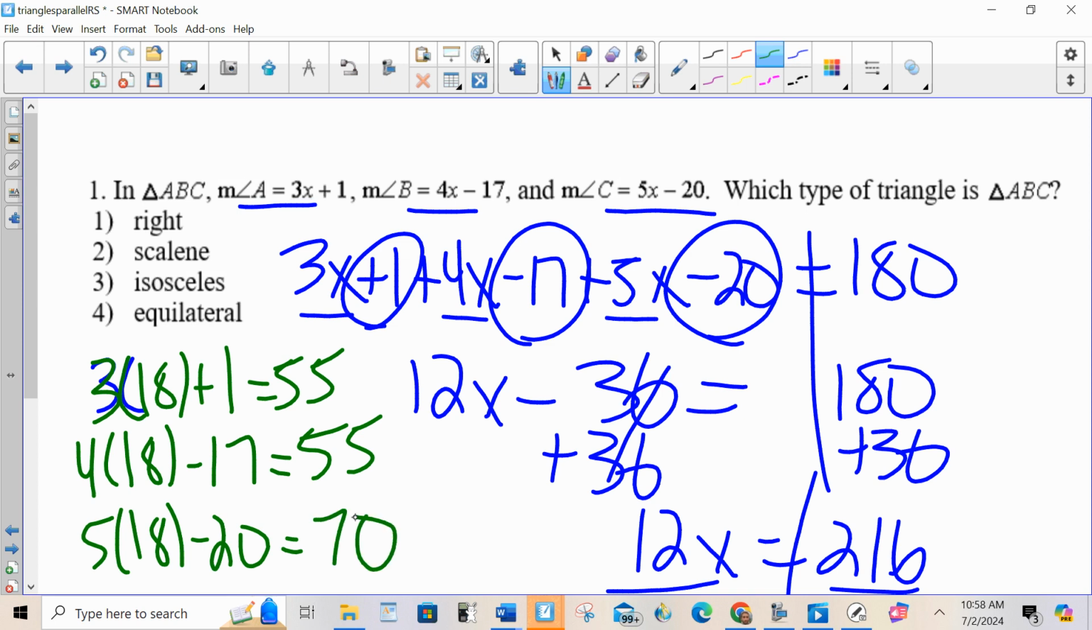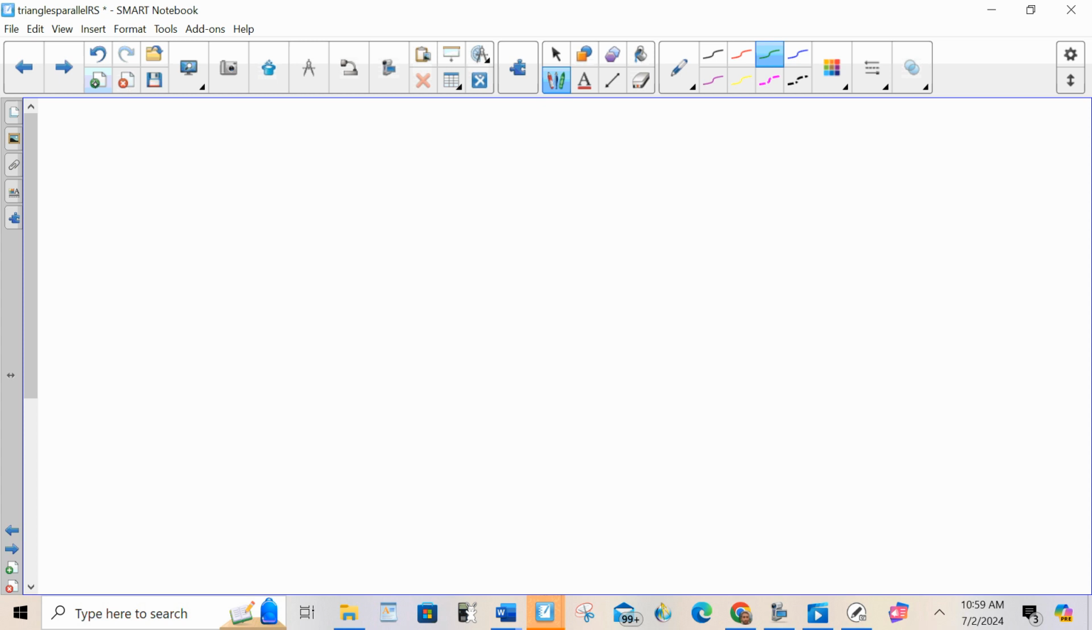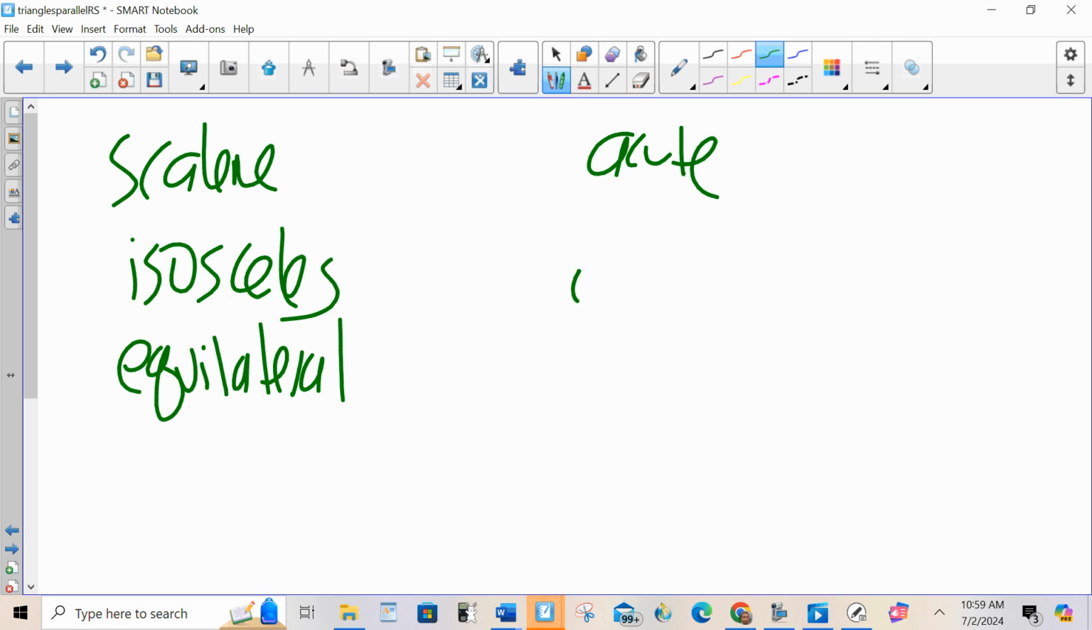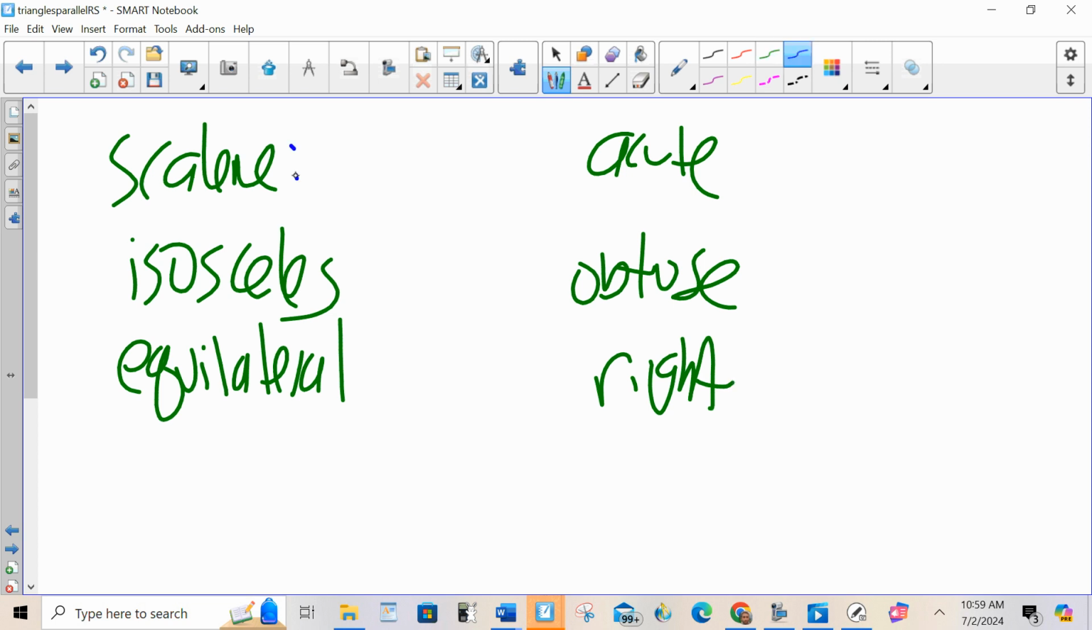So now that I have the angles, you need to know the definition of each different type of triangle. So let's just skip ahead to that for a moment. We've got scalene, we've got isosceles, we've got equilateral, we've got acute, we've got obtuse, we've got right. Scalene, 0 congruent sides and angles. All the sides and angles are different.